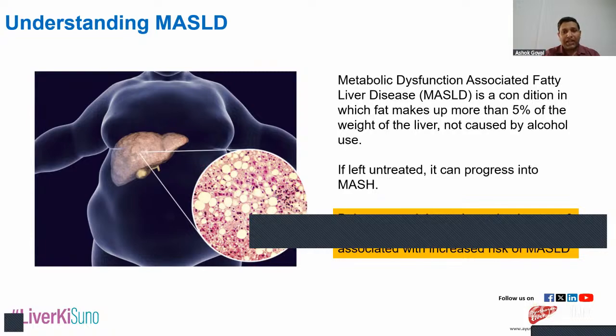Being overweight or obese, having type 2 diabetes mellitus, and dyslipidemia, which is high cholesterol, are all comorbid conditions associated with an increased risk of metabolic associated steatotic liver disease. Apart from these predisposing conditions, if the patient has a high BMI, that means if the patient is obese, then there are chances of landing up with MASLD.